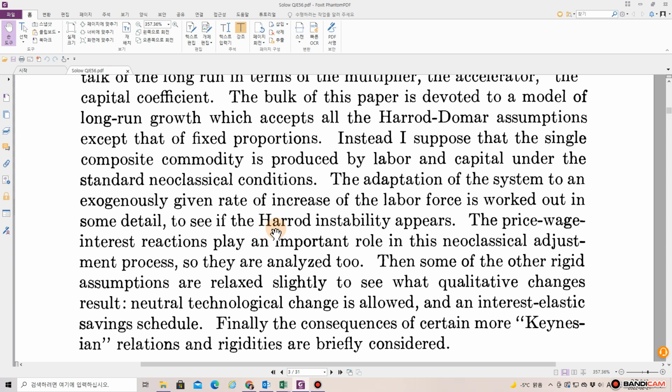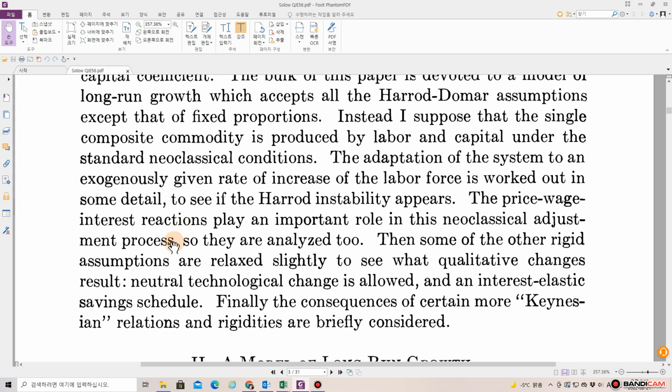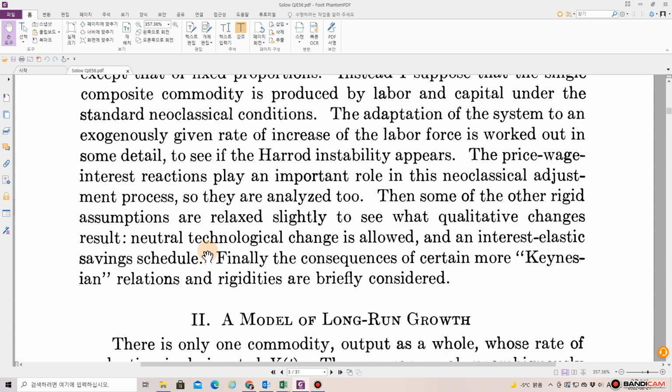The bulk of this paper is devoted to a model of long-run growth which accepts all the Harrod-Domar assumptions except that of fixed proportions. Instead, I suppose that the single composite commodity is produced by labor and capital under the standard neoclassical conditions. The adaptation of the system to an exogenously given rate of increase of the labor force is worked out in some detail to see if the Harrod instability appears. The price-wage-interest reactions play an important role in this neoclassical adjustment process, so they are analyzed too.